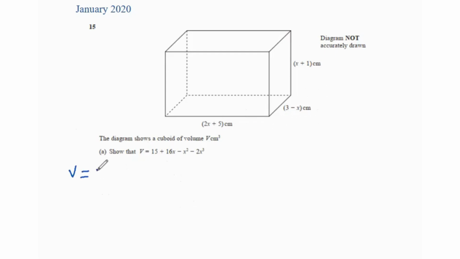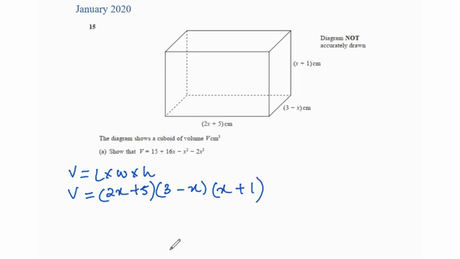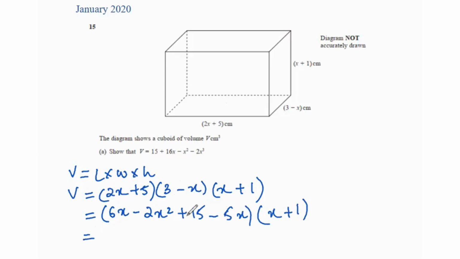So volume of a cuboid is length times width times height. So that's going to be 2x plus 5 times 3 minus x times x plus 1. So we're expanding a triple bracket over here. So you can expand the first two brackets first and then multiply the result with the third bracket. So 2x times 3 is 6x. 2x times negative x is negative 2x squared. 5 times 3 is 15. And 5 times negative x is negative 5x. Then bracket x plus 1. Collect the like terms to simplify your first bracket first. So that's negative 2x squared plus x plus 15.